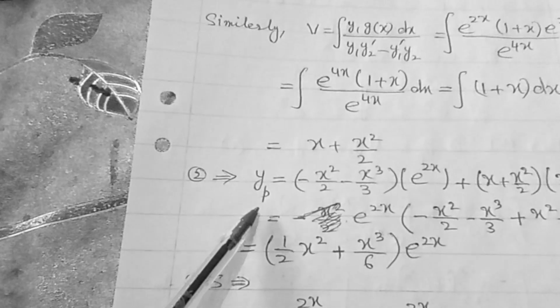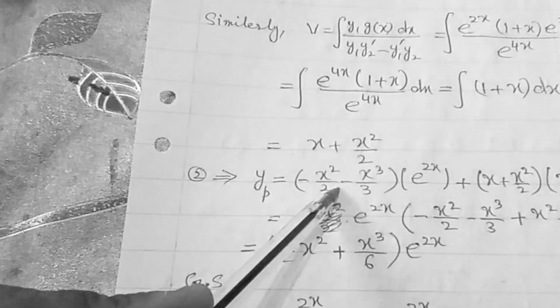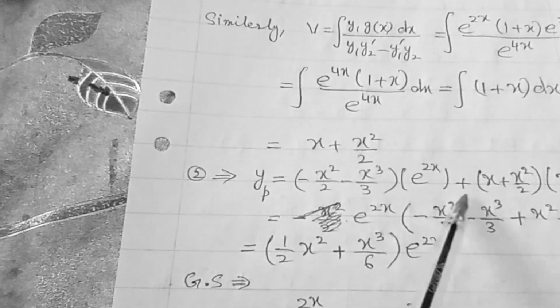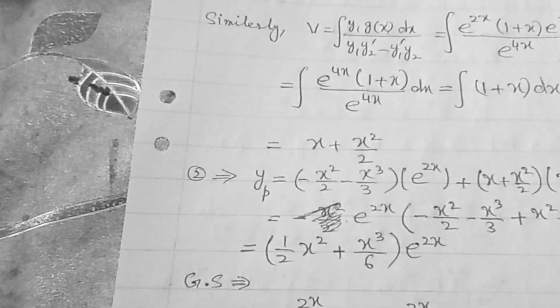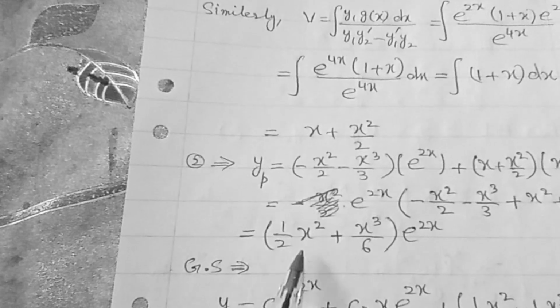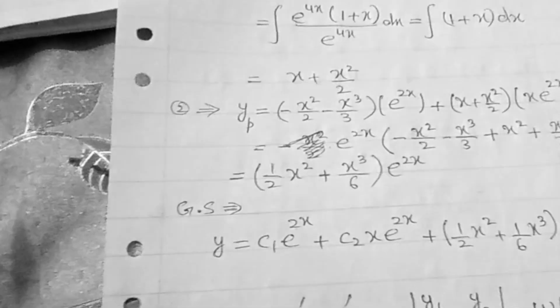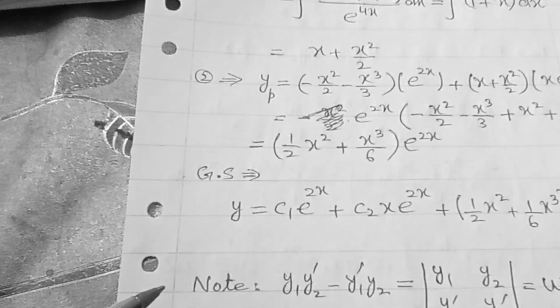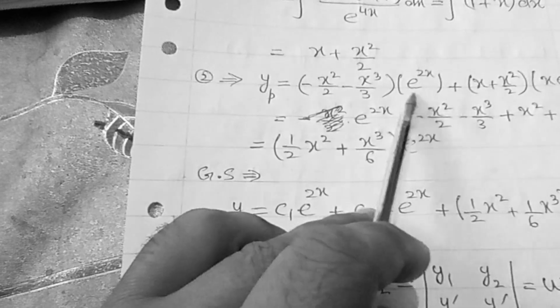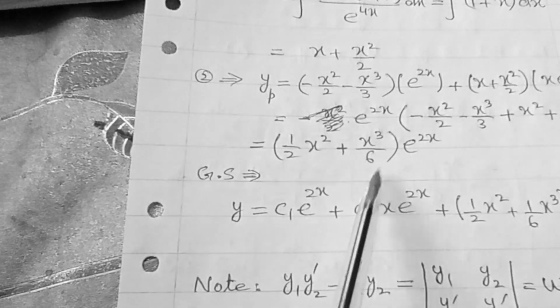Now the particular solution yp becomes minus x square upon 2 minus x cube upon 3 into exponential 2x plus x square upon 2 into x exponential 2x, and after simplification it can be written as (1 upon 2 x square plus x cube upon 6) into exponential 2x. This is the value of yp, and we obtain it from the equation yp is equal to u1 y1 plus u2 y2. So our yp is (1 upon 2 x square plus x cube upon 6) into exponential 2x.